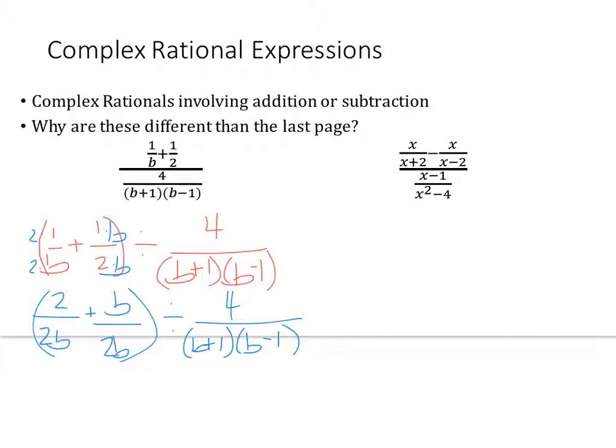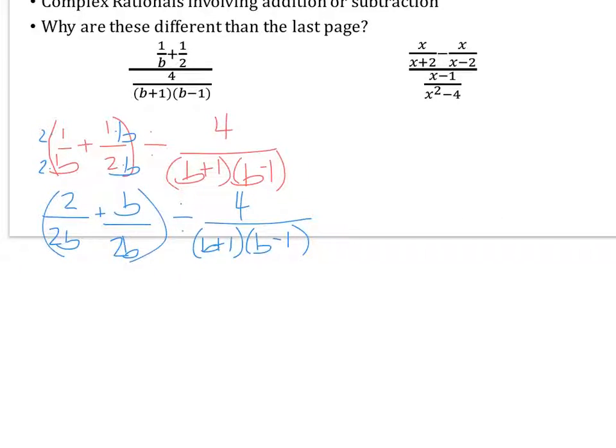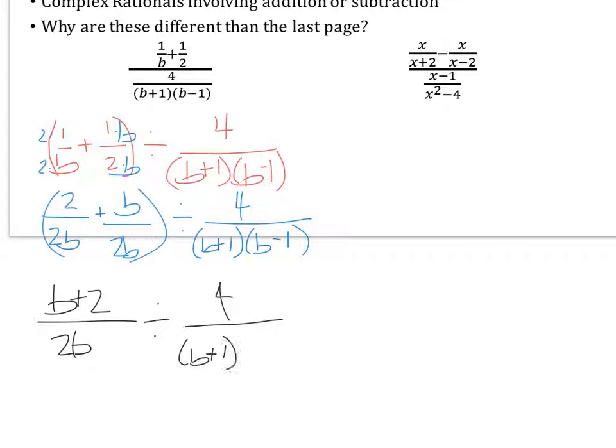So then I look again, and I can actually combine my like terms. So I have b plus 2 on top, and I'm dividing everything by 4 all over b plus 1, b minus 1. Okay, now that I took care of the addition, I have to do my domain and then keep, change, flip.